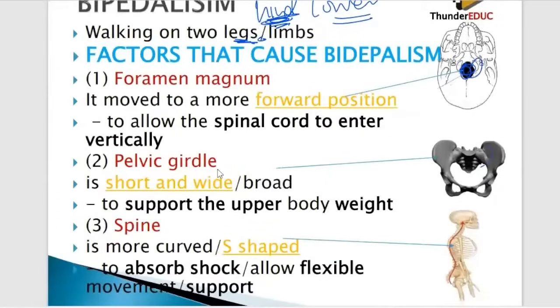Position of foramen magnum, the shape of the pelvic girdle, and then the shape of the spine. S shape allows flexibility. I explained this very well. The pelvic girdle is short and wider to support the upper weight. The position of foramen magnum is in a forward position to allow the spine to connect vertically.